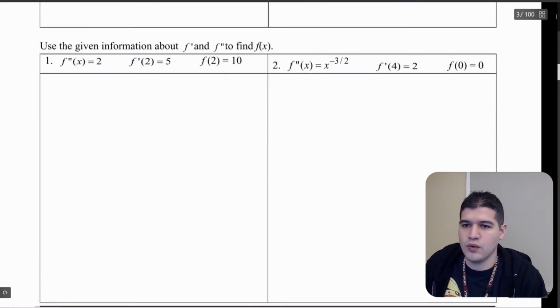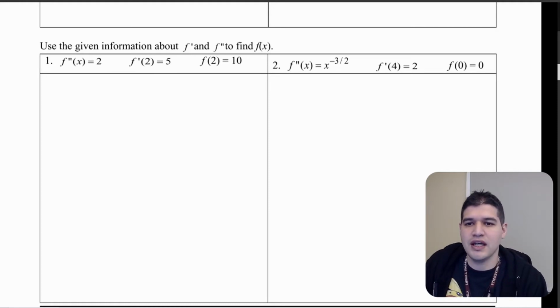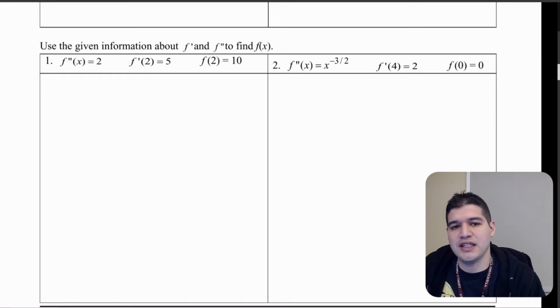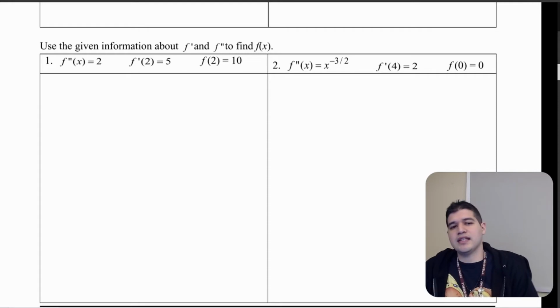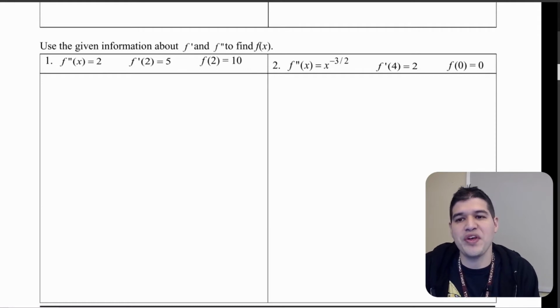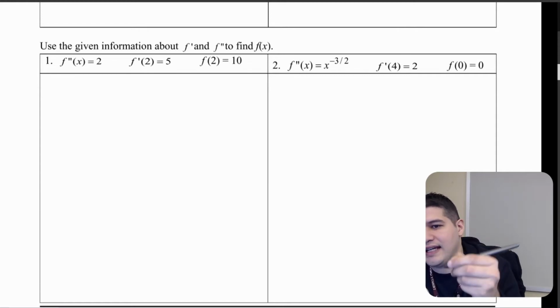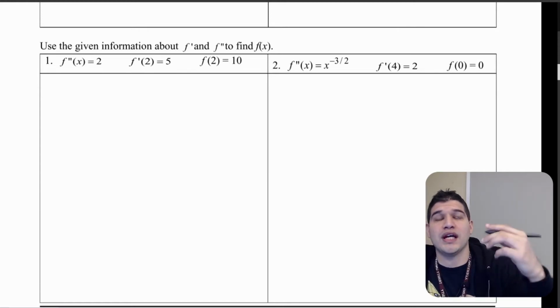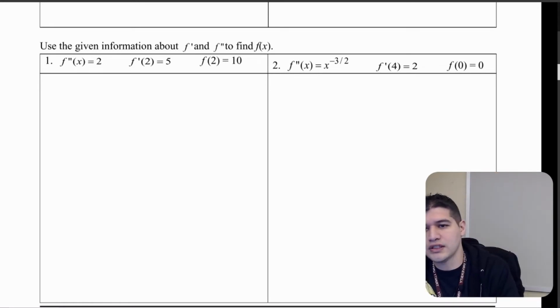In this part, we have information about the second derivative and the derivative, where we know specific values. So let's see if we can take this information and get all the way back to the original function. In this case, we're given information so that we're able to actually find f of x without the plus c. So let's go all the way back to the beginning. We're starting here with the second derivative of x. If I'm going up from the second derivative to the first derivative, that is the antiderivative, the integral. So I'm going to find the integral of 2, and since my variable is x, I'll write 2 dx.